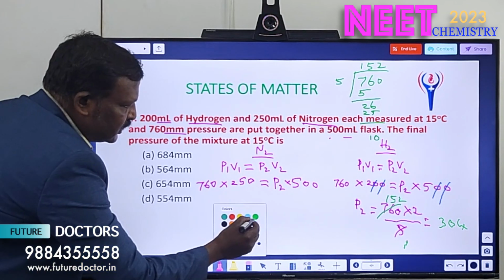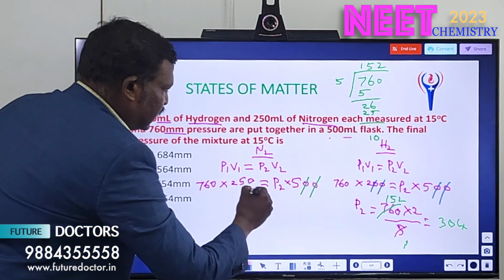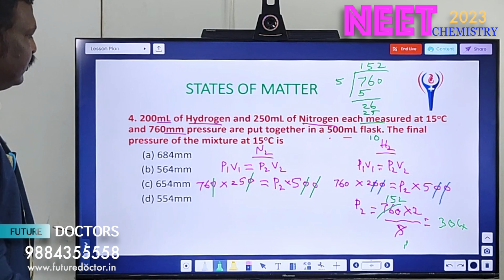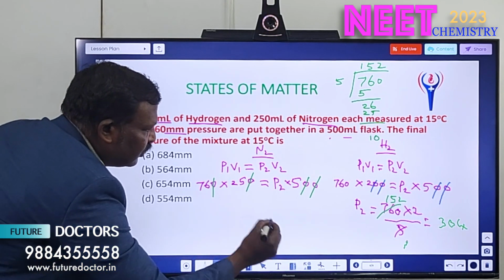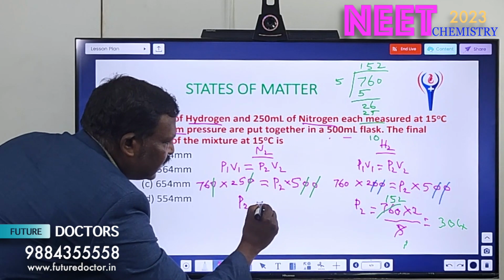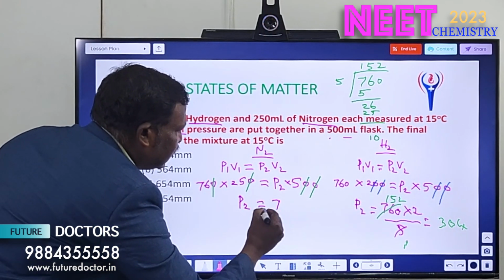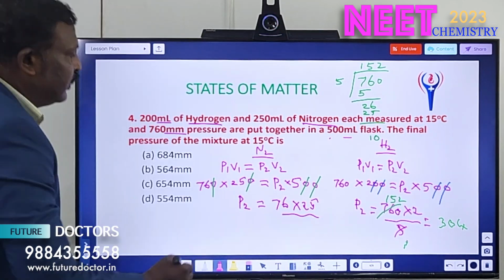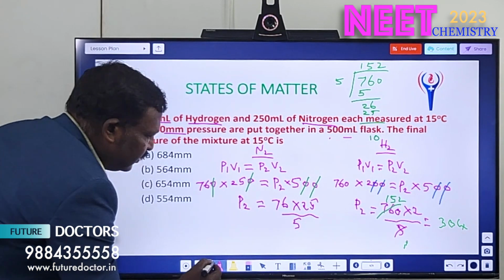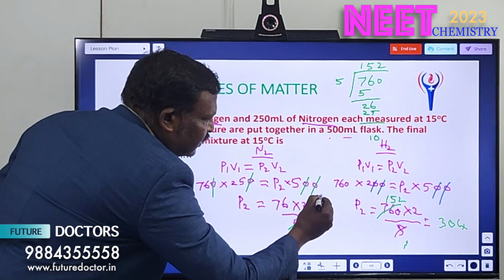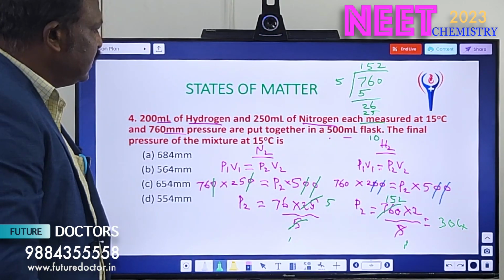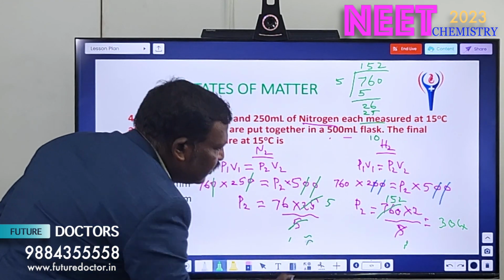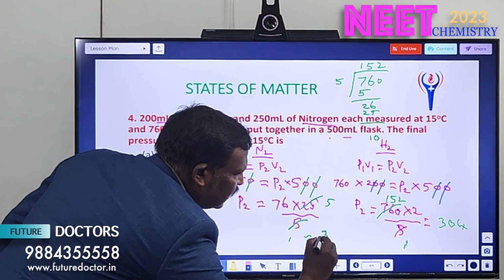Then cancel 20, as I told you. Therefore P2 is equal to 760 into 25 by 5. Understood? Now cancel one time, this also 5 times. Just multiply 760 into 5, and we get nearly 380. Understood? Nearly 380.